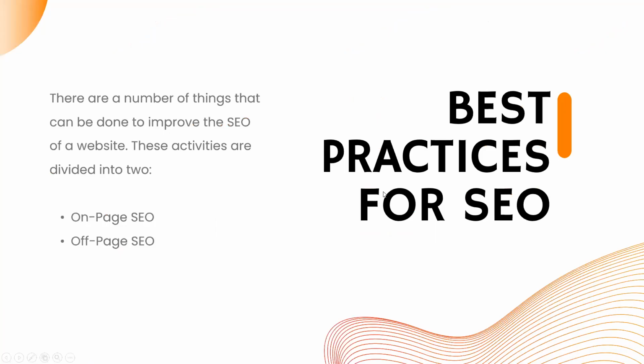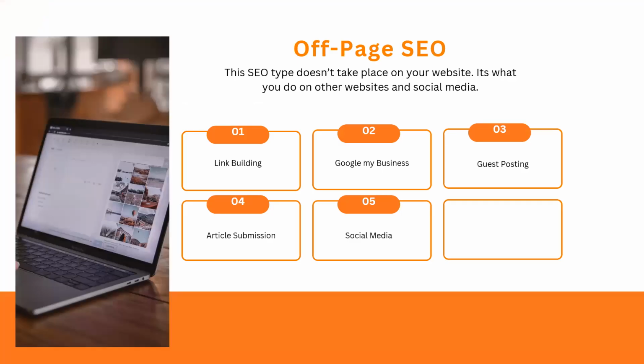Going forward, what are the best practices for search engine optimization? There are a lot of things you can do, a whole lot of things. There are very many. With each day, with each year that passes, there are new things that come into play. But there are just two basic things, and they're divided into two: on-page SEO and off-page SEO. So let's go and find out what those two mean. Off-page SEO doesn't happen on your website.